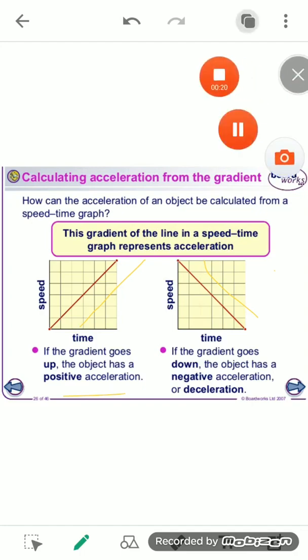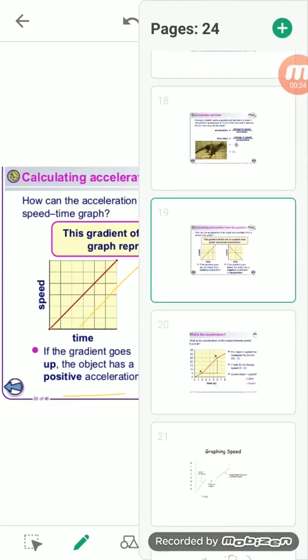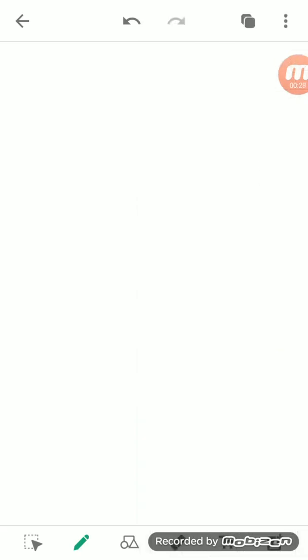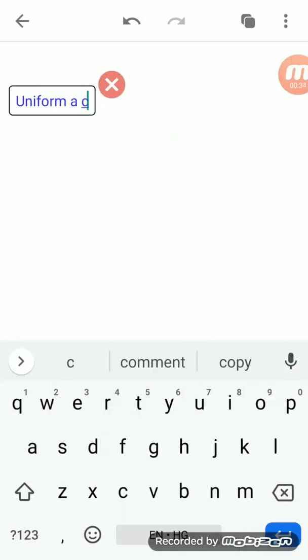Okay. Now on the basis of that, the acceleration is divided into two. The first one is the uniform acceleration, and the second one is the non-uniform acceleration. Before that we had discussed the uniform and the non-uniform motion and speed. Now it is uniform acceleration.